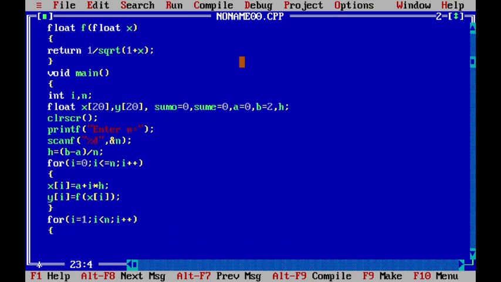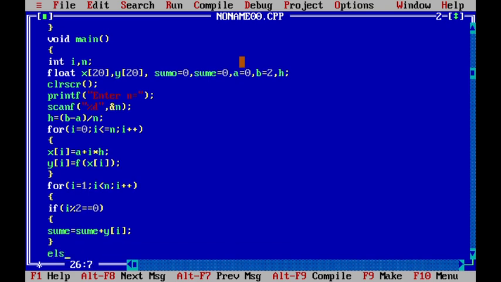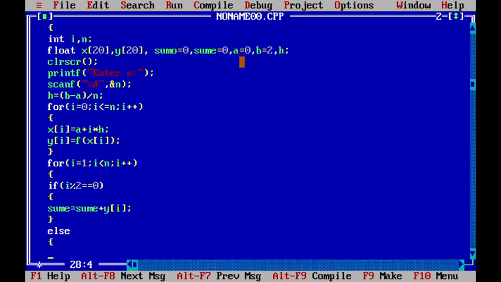Now next, we are going to check whether it is even: if i modulo 2 is equal to 0, then sum even is equal to sum even plus yi. Else, if the remainder is not equal to 0, in that case it is an odd number, so sum odd is equal to sum odd plus yi.